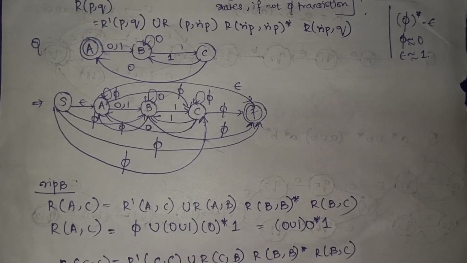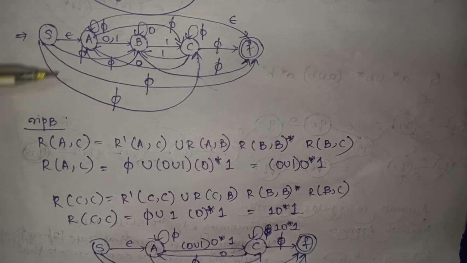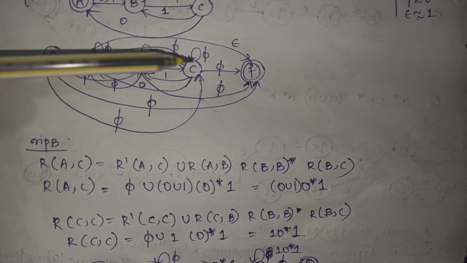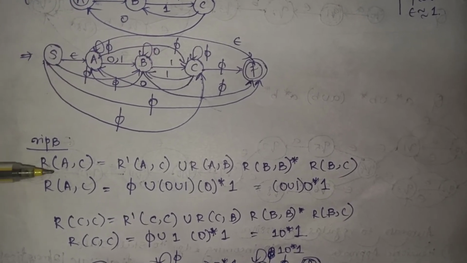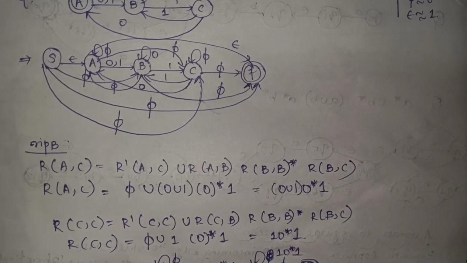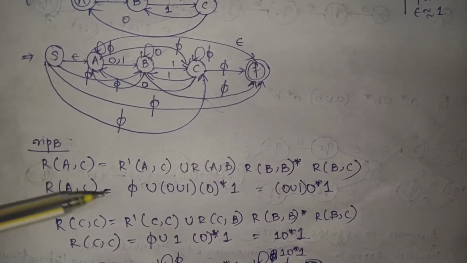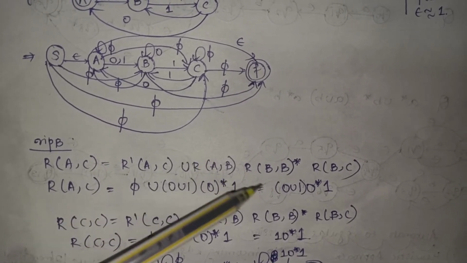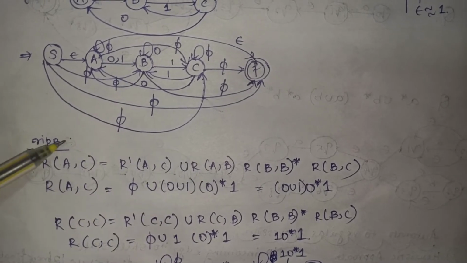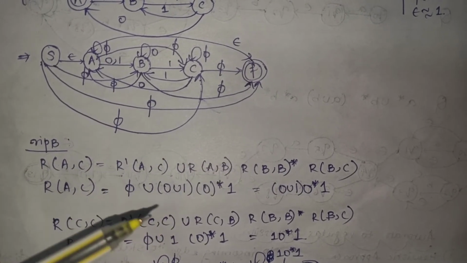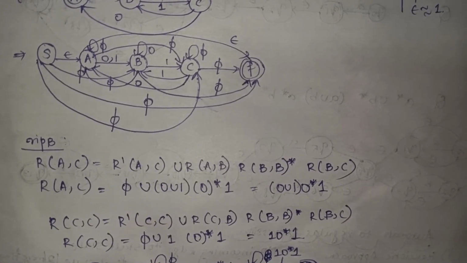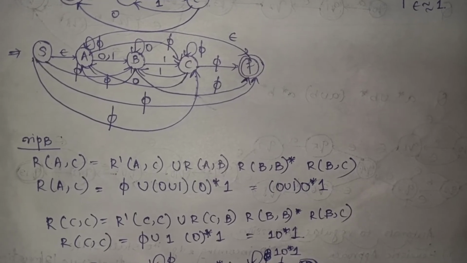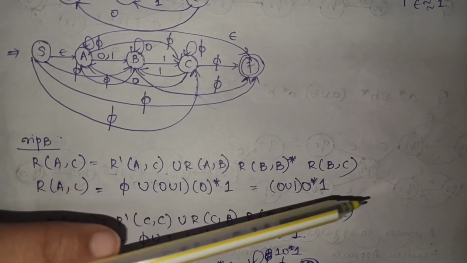Firstly, let us say we are ripping state B. For ripping B, you'll see the paths which go across state B. That is A to C, there is a path through B. So you have R of A comma C, which is given by the formula R of P comma Q equals R dash of P comma Q, union R of P comma rip, then R of rip comma rip whole star, then R of rip comma Q. Here rip is B, P is A, and Q is C.